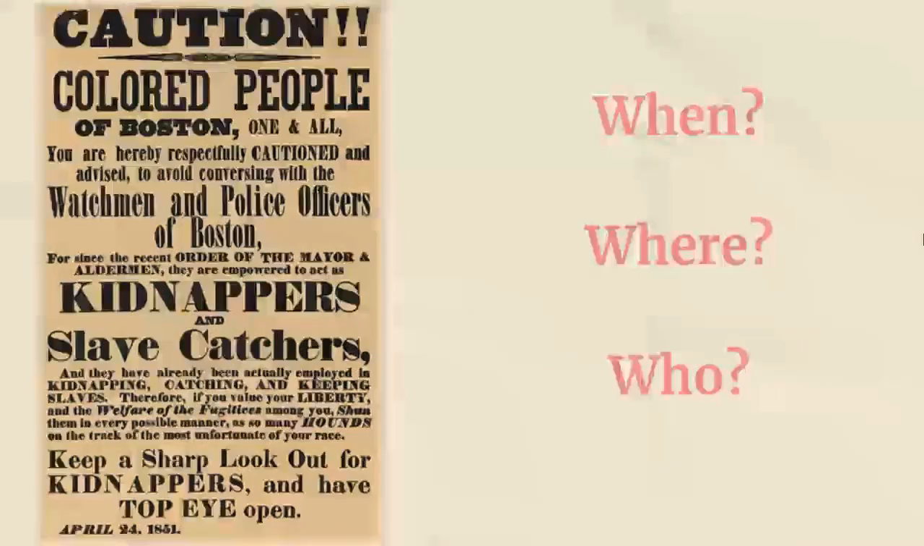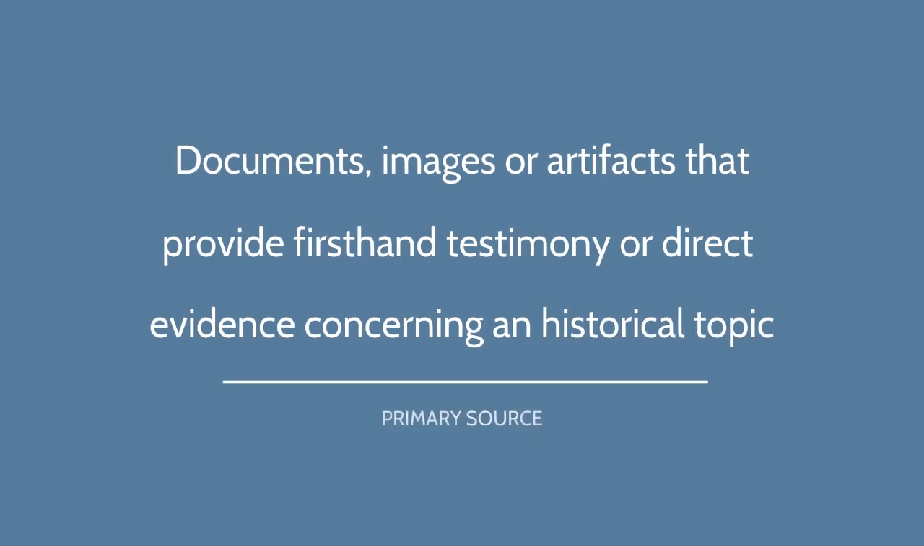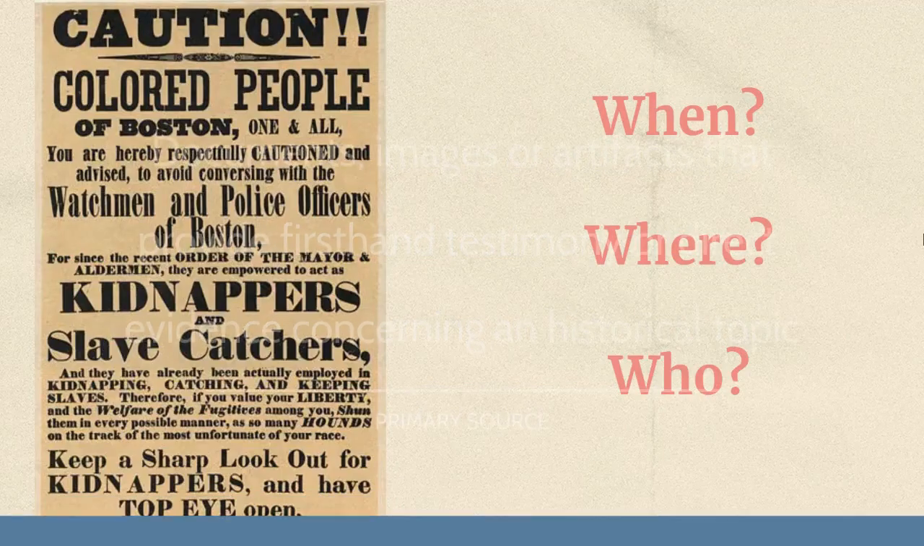Before moving on to the rest of the 1850s timeline, let's take a look at this primary source document. If you're unaware of what a primary source document is, it is a document of some sort, such as a newspaper article or newspaper advertisement from the time period.